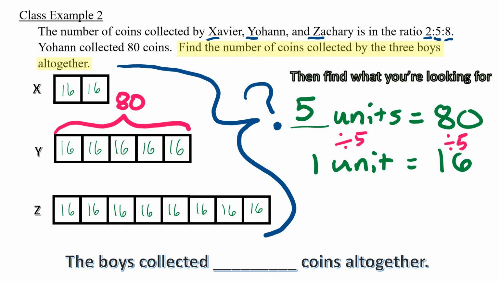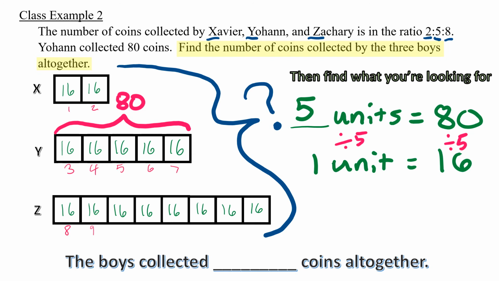Find what you're looking for. I'm looking for the total. Now, I could find Xavier by doing 16 times 2 and getting 32. And I could find Zachary by doing 16 times 8 and whatever that is, and then adding them all together. Or, since I'm looking for the total, I can simply count up how many total boxes are here, how many units are here. So I'm going to do that.